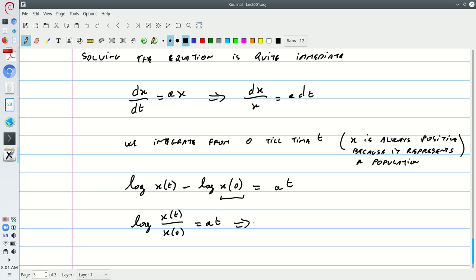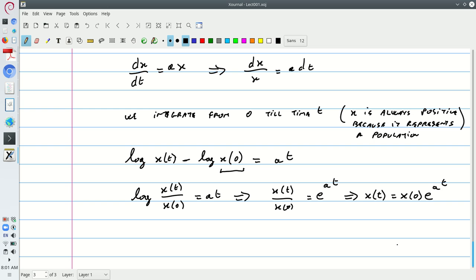We take the exponential on both sides, so we find that x of t divided by x of 0 is equal to the exponential of at, and this implies finally that x of t is equal to x0 exponential of at. And this gives us the solution of the Malthusian equation.